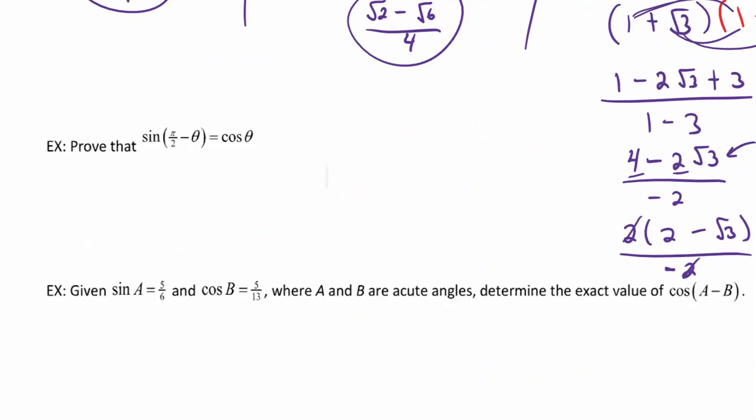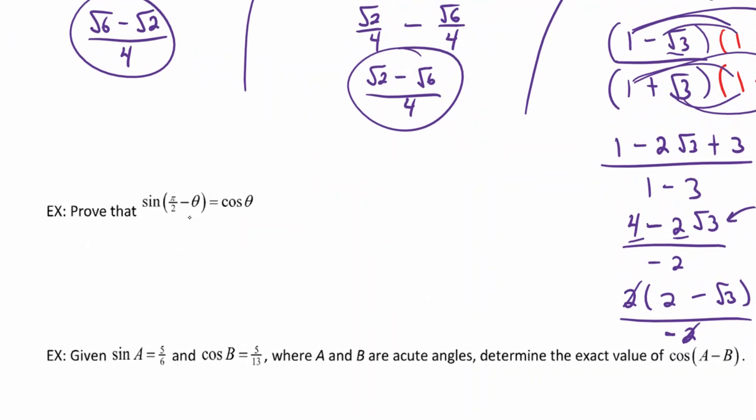All right, so next one says, prove that sine of pi over 2 minus theta, some angle theta, we don't know what it is, is equal to cos theta. The best way to do these ones is to write this one out in expanded form using our identities up there, and see if we can whittle it down to cosine theta. I'll show you what I mean here. So this is our A and this is our B, so we're going to use the appropriate identity.